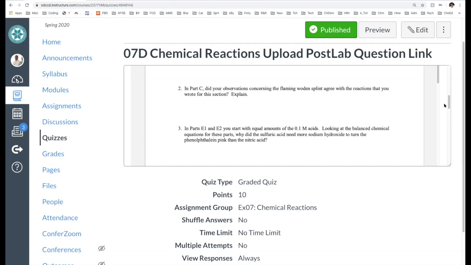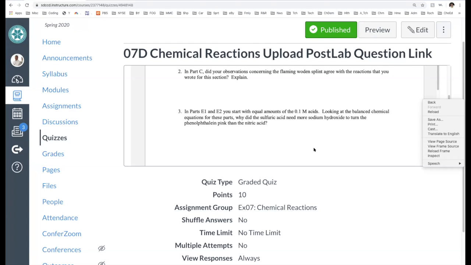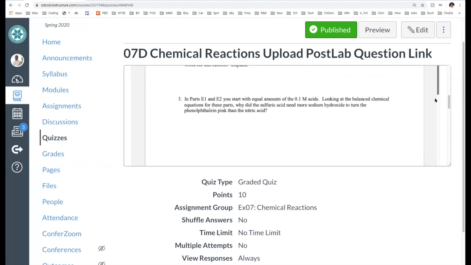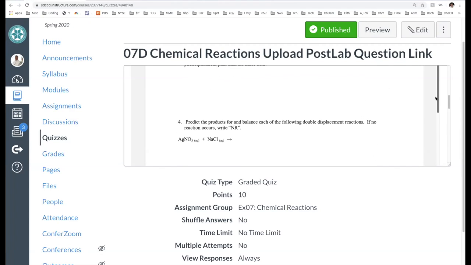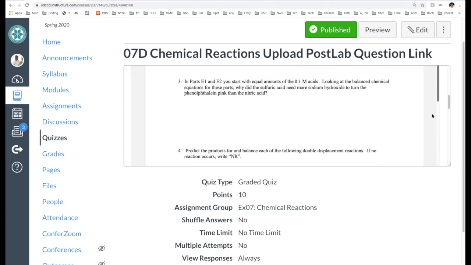Look at the balanced equation for these parts. Why did the sulfuric acid need more or less sodium hydroxide to turn the phenolphthalein pink than the nitric acid? So take a look at that and see if you can answer these questions. Of course, you're going to write this in this worksheet, and then you're going to submit it. When you submit your work, it's got to be based on the worksheet in the lab. In my other section, they wrote their answers on a blank piece of paper. That's not acceptable. You have to use the pages that are offered to you in the lab manual.